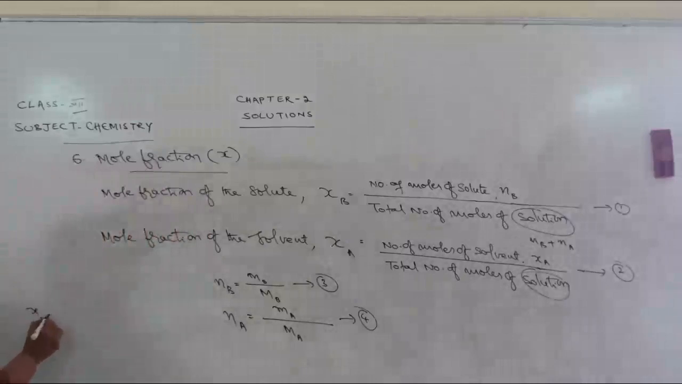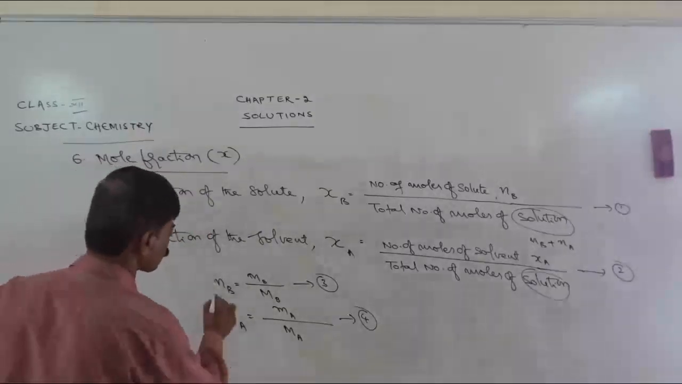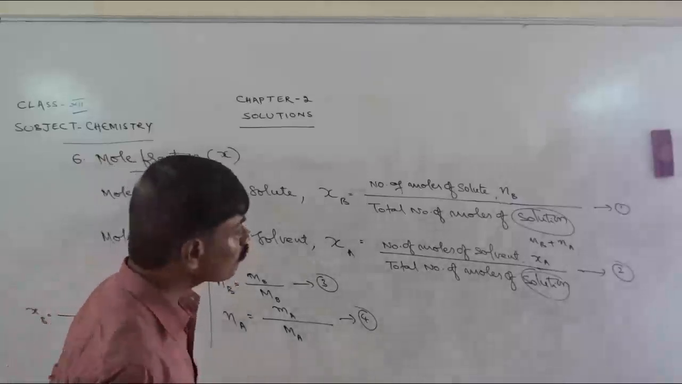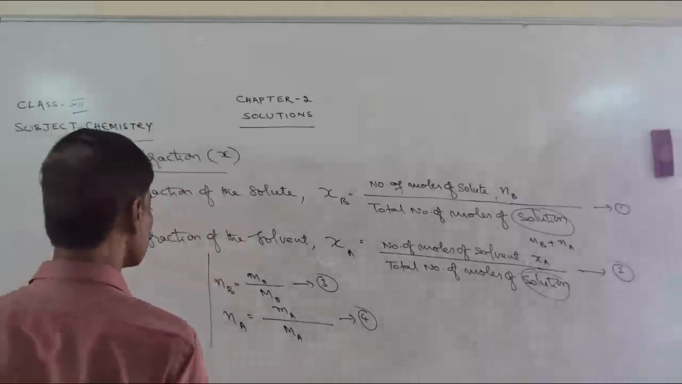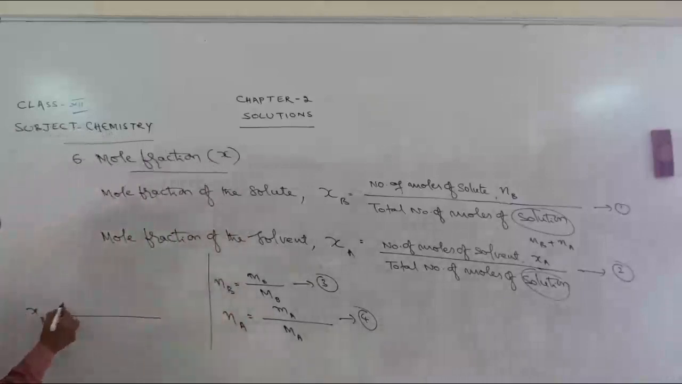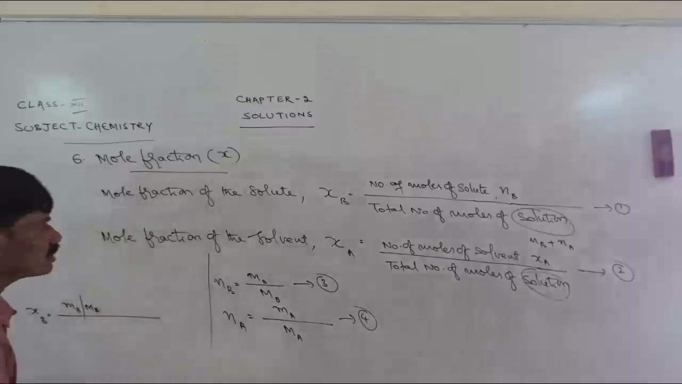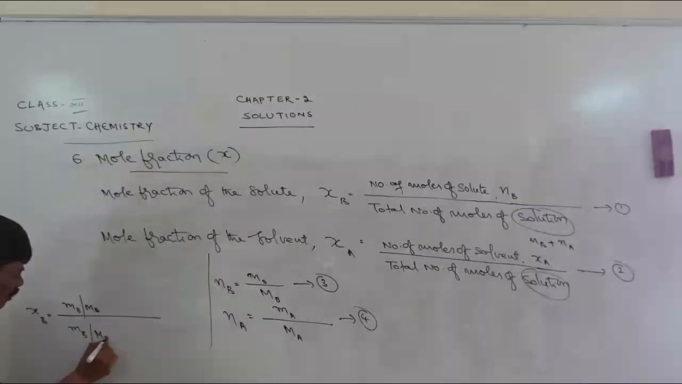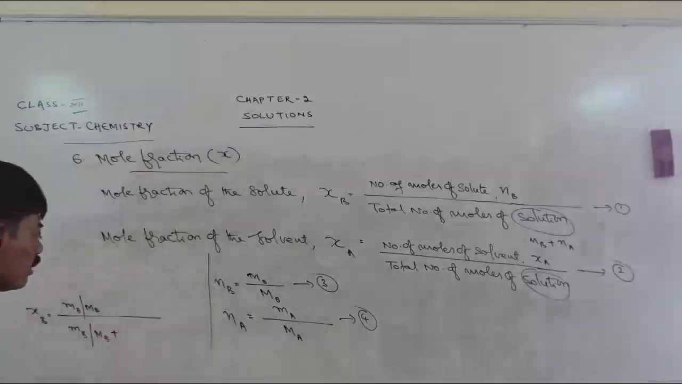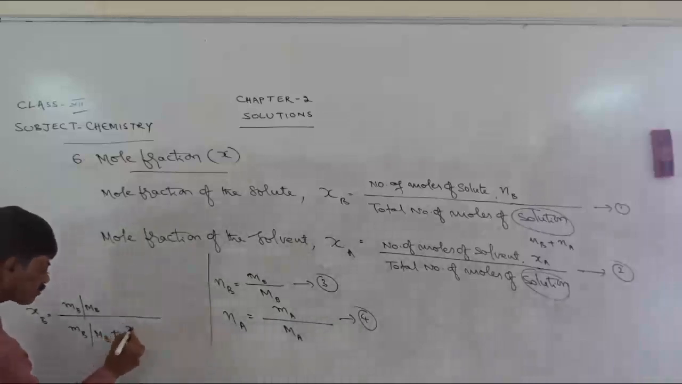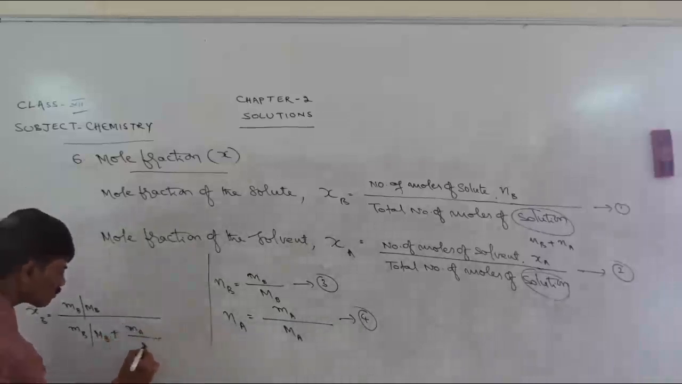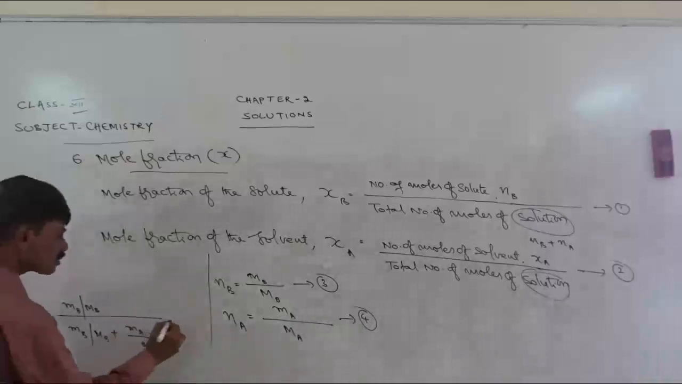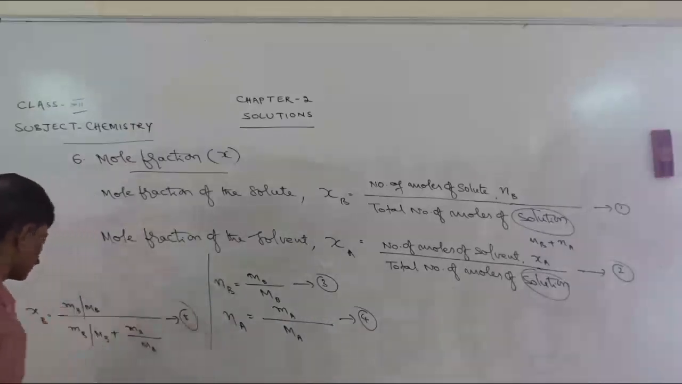When these are substituted in equation number 1 and 2, we will get mole fraction of solute chi B is equal to, we have written number of moles of solute, mB by capital MB, divided by total number of moles, nB by nA. Again mB by MB plus nA is this, mA by MA. This is equation number 5.